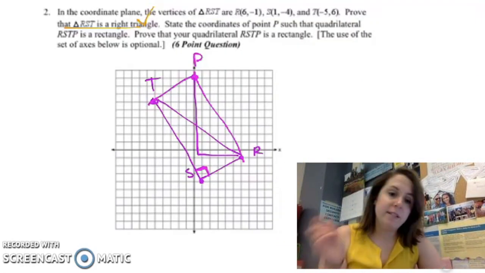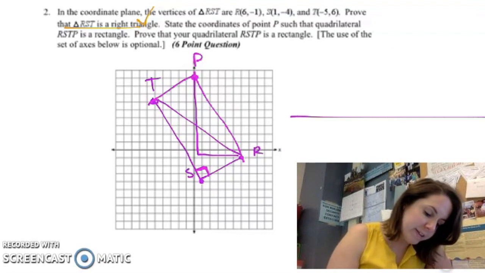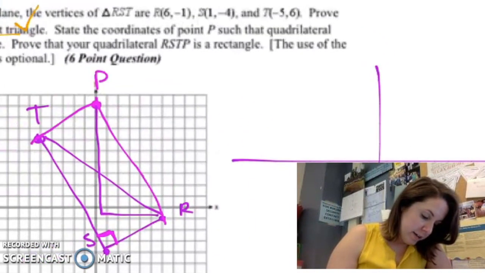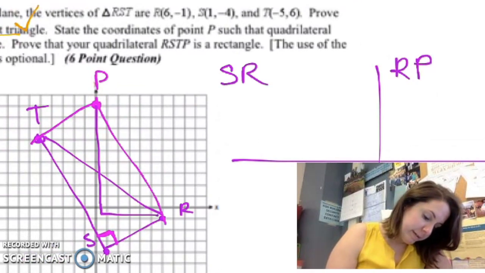Okay, so I cleared this, and now I'm going to prove that this is a rectangle. So I'm going to take my four sides of the rectangle. So SR, RP, PT, and TS.